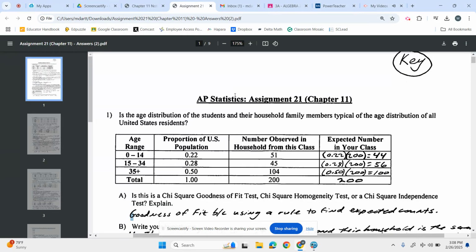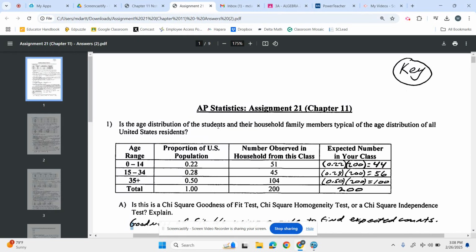Okay, we're going to go over assignment 21. So the first question, it says, is age distribution of students and their household family members typical of the age distribution of all U.S. residents? All right, so we need to decide if it's a goodness of fit, a homogeneity, or independence chi-squared test.